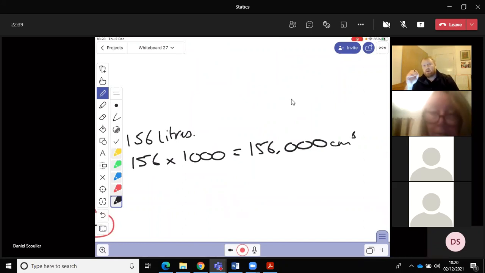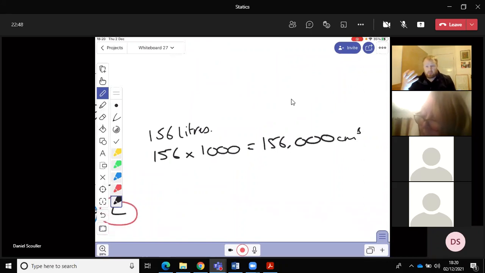It's quite rare they ask you that conversion, which is why it caught me out a little bit when I saw it. If you think of a litre and then you think about the size of a centimetre cubed, it makes sense there's 1,000 in there. So have that picture in your head. It's whatever it is times 1,000.